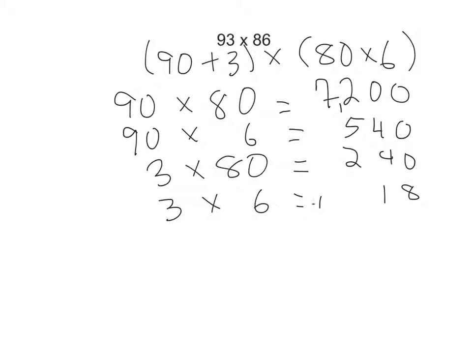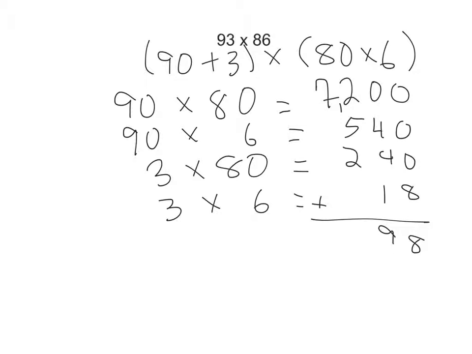Finally, I'm going to add them all up. I'm going to add up all of my ones. I know that that is 8. I'm going to add up all of my tens. I know 4 tens plus 4 tens is 8 tens plus one more 10, that's 9 tens.